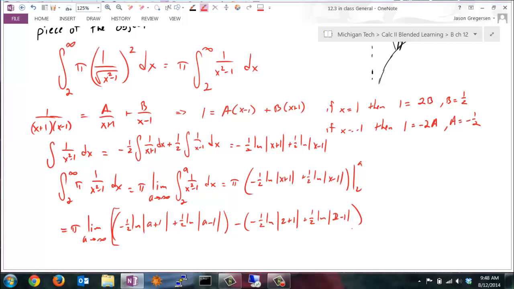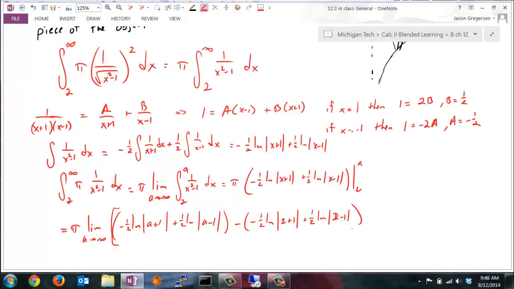So I replace it. Pull my pi out, I have the limit as a goes to infinity of the integral from 2 to a. Now this just looks like a definite integral. I can just do that. And then I'll evaluate the limit when I'm done. So I put in my antiderivative. Now I'm trying to evaluate the limit. I just evaluated it at a and 2. But now I have to evaluate this limit piece.